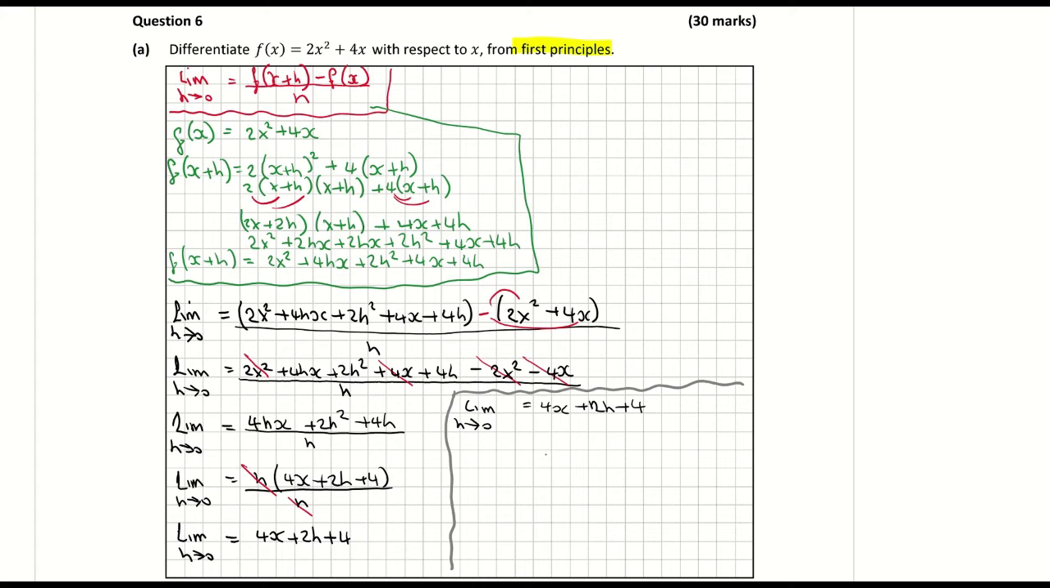So I'm going 4 times x, sorry, that's 4x, plus 2 times h. Well, h is approaching 0 at my limit, plus 4. So that's giving me 4x, 2 times 0 is nothing, plus 4. So my derivative here is 4x plus 4. Differentiating 2x squared plus 4x, f dash of x is 4x plus 4.